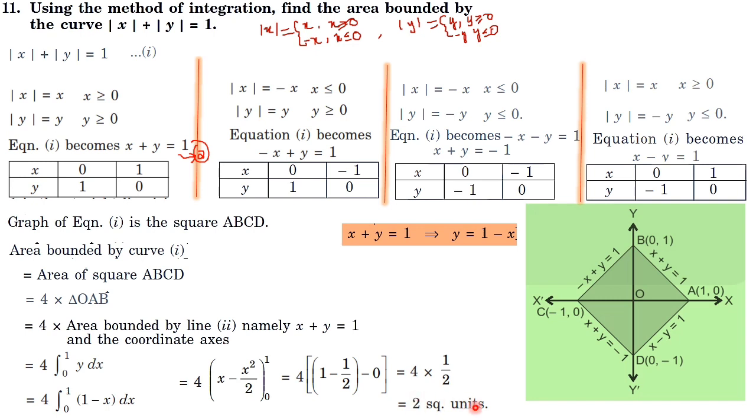So 2 square units, that is the final answer, which is representing the area bounded by the curve mod x plus mod y is equal to 1. Move on to question number 13.